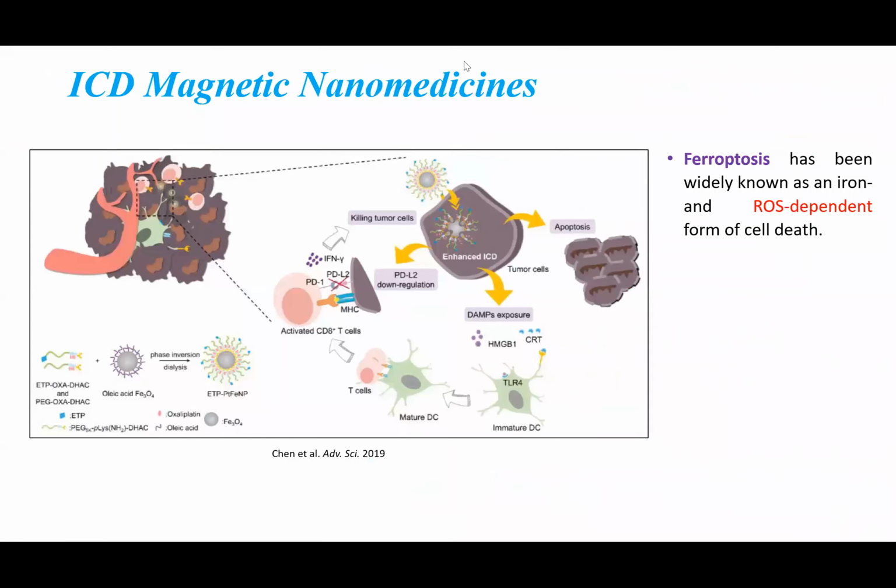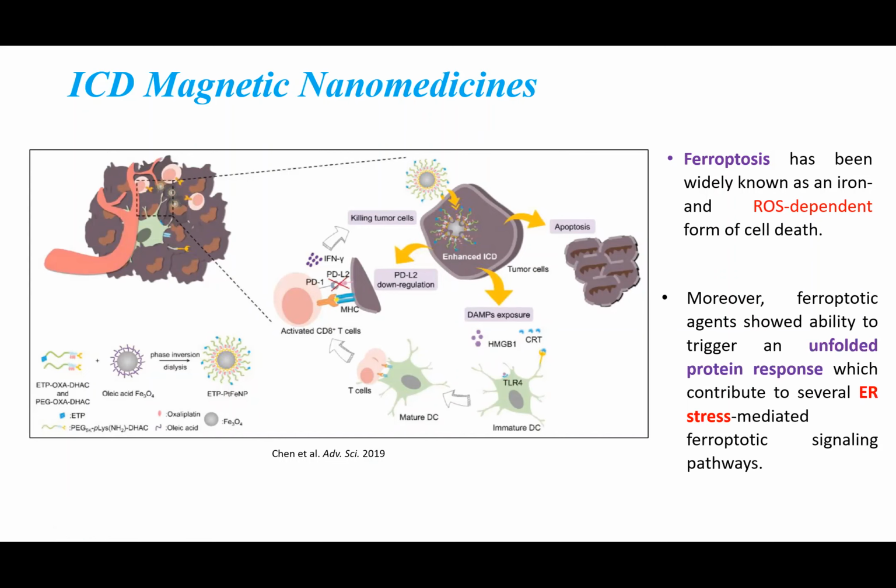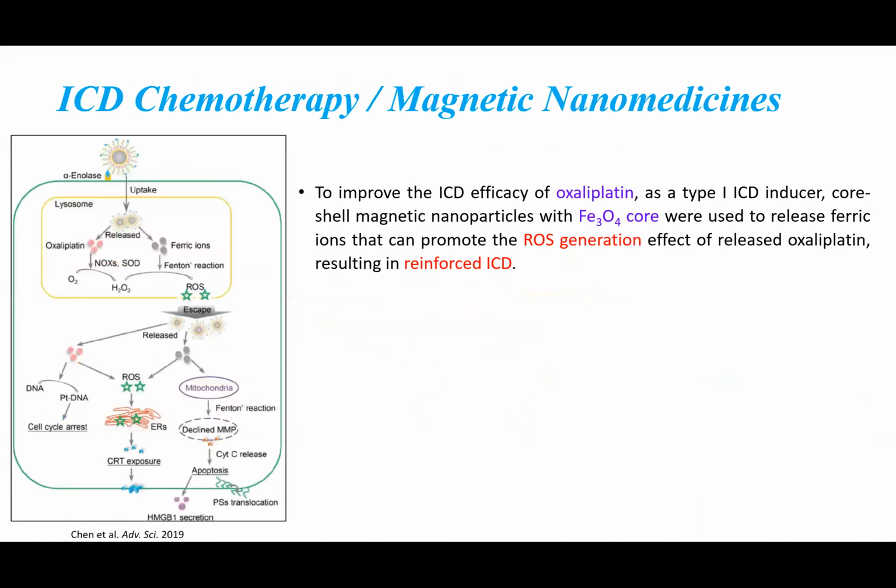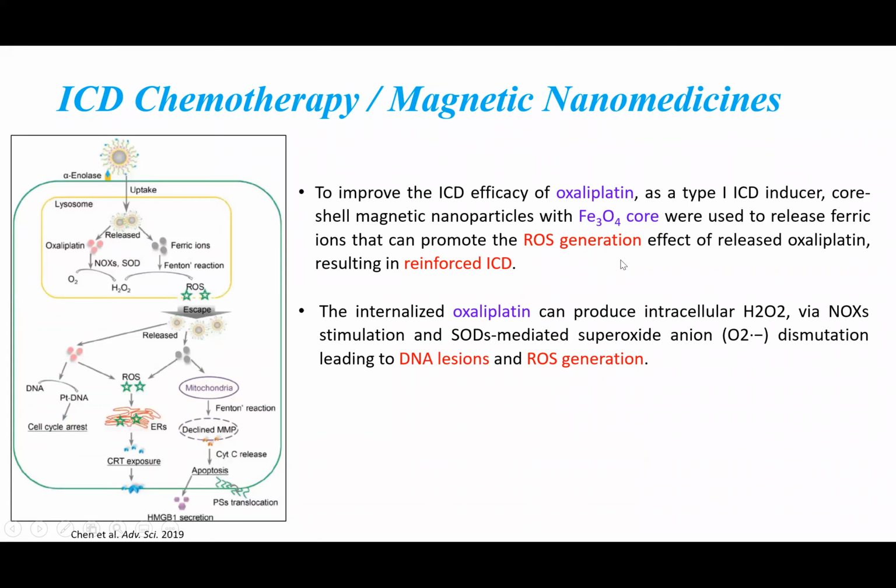Also, we can use magnetic nanoparticles to induce immunogenic cell death. Ferroptosis has been widely known as an iron and reactive oxygen species-dependent form of cell death. Also, ferroptosis can induce the unfolded protein response, and this can contribute to several endoplasmic reticulum stress-mediated signaling pathways. So here, for example, oxaliplatin was incorporated into magnetic nanoparticles to promote the ROS generation effect of the released oxaliplatin, and this will enhance the efficacy of immunogenic cell death.